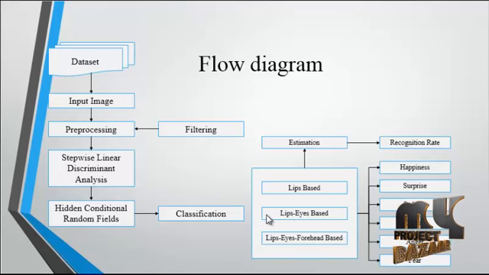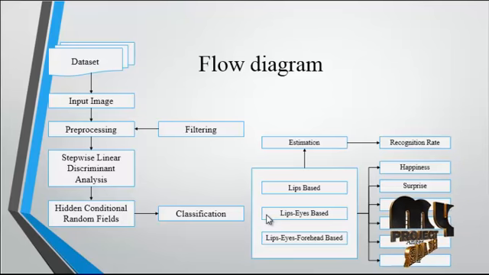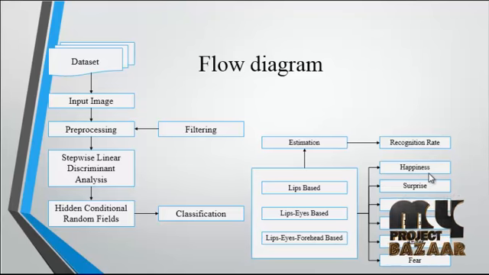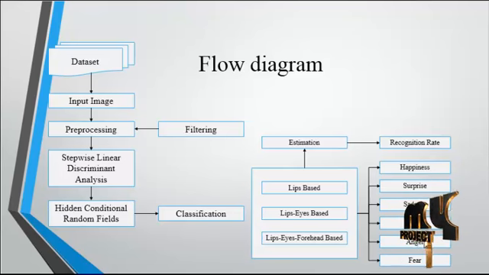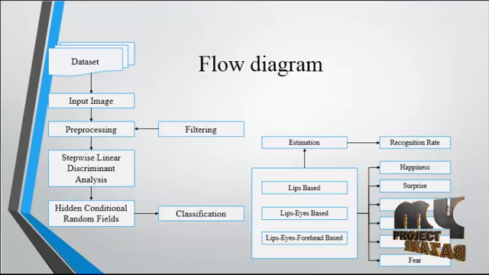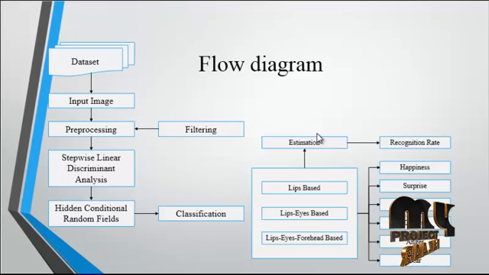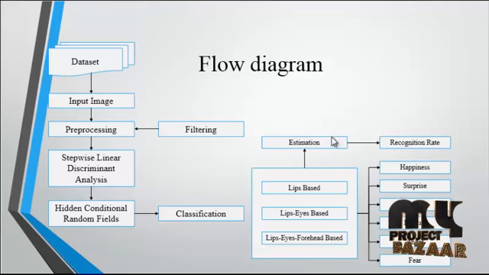Then the classification is undergone, that is the recognition. After the classification, the corresponding expressions will be displayed in the message box. Here we have mentioned some of the categories of expressions like happiness, surprise, sadness, disgust, anger and fear. After the classification process, the estimation is carried out. In the estimation part, we estimate whether the process is efficient or not by calculating the accuracy.